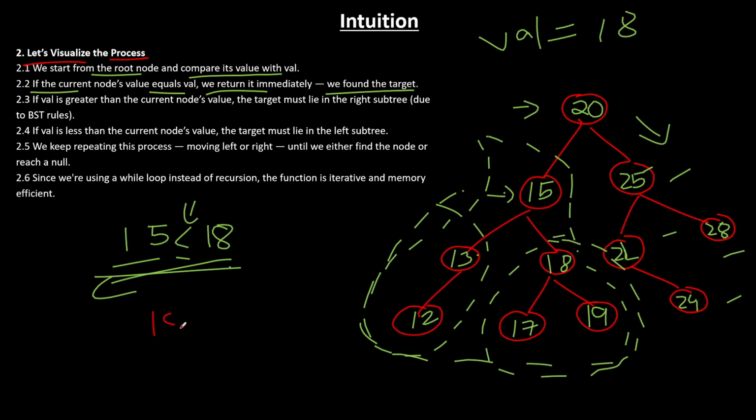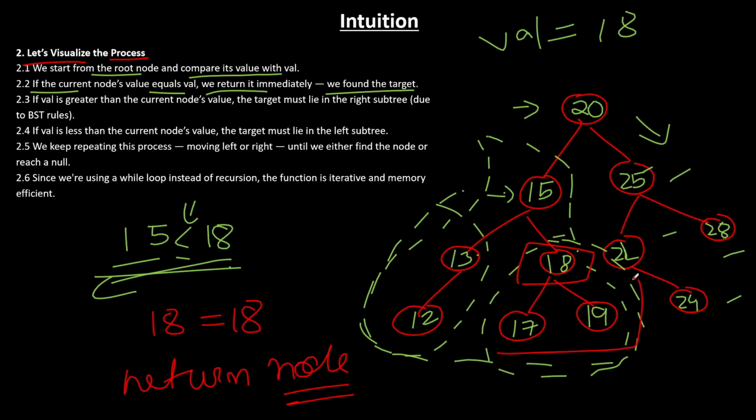So now I can see that 18 is equal to 18 here, right? What I will do is just return node. That's all. Not value, just node. So it will return this complete subtree. So this is what we can do in our intuition, right?